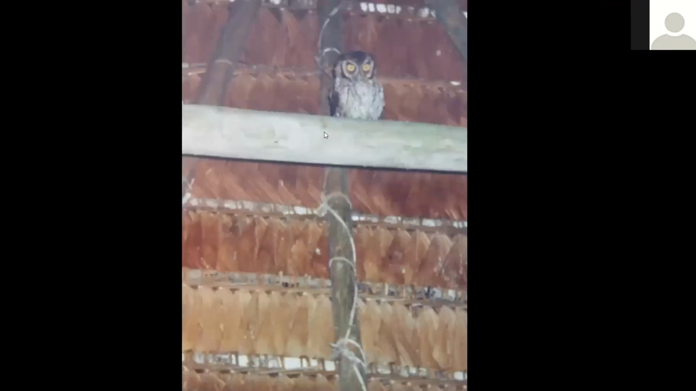I only had binoculars, no camera, but this was my first bird photograph ever. This was a tropical screech owl. It came and basically flew right over my bed. This was like a camp. There weren't any rooms there. There were just thatch roofs and no walls. So birds could just come right in.